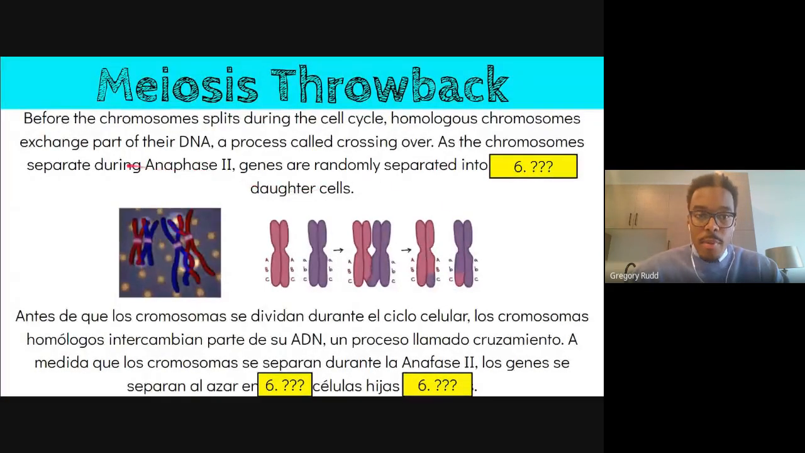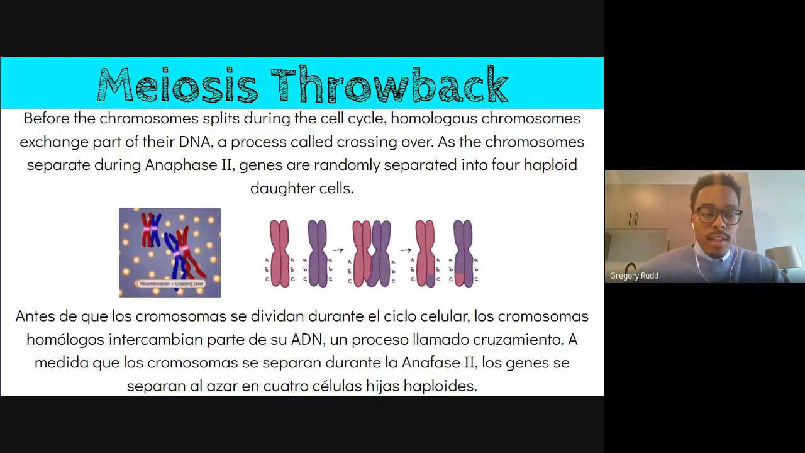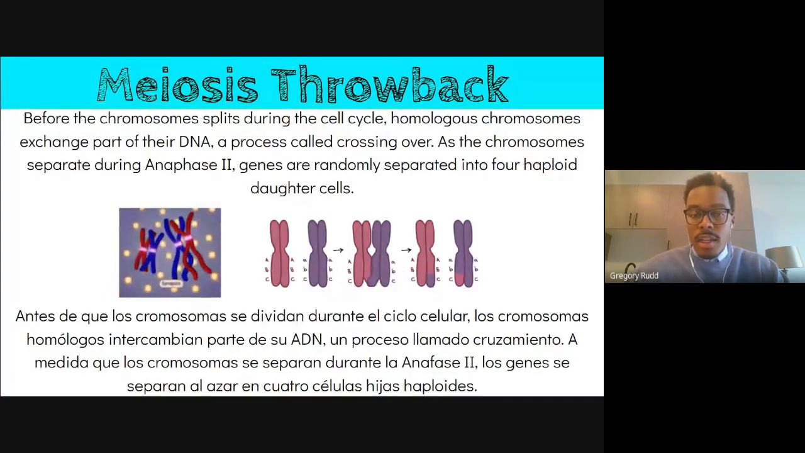As the chromosomes separate during anaphase two, genes are randomly separated into, and we already got this answer from Jessica earlier, four haploid daughter cells. So I'm going to leave this on the screen for a little bit longer in hopes that those of you who don't recognize this information will write it down.